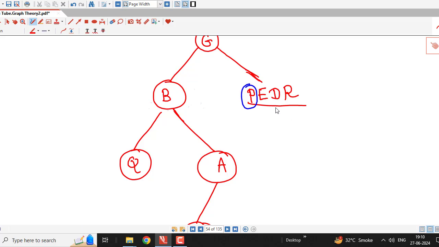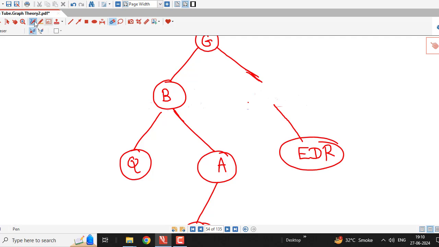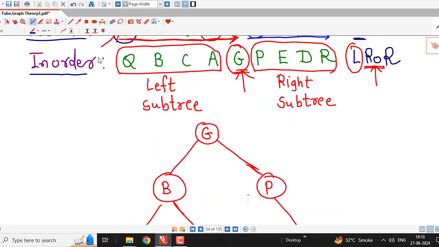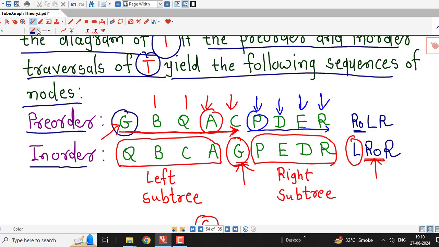So here I will consider EDR at this position, and I will eliminate this EDR, and here I will write P as a right child of G, and this right subtree of P will consist of these 3 nodes. So again we check in pre-order which vertex comes first, either E, D or R. So let me come to the position of E, D and R. Here I have E, D and R.